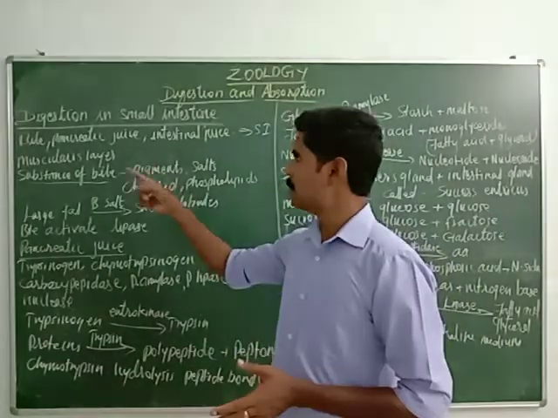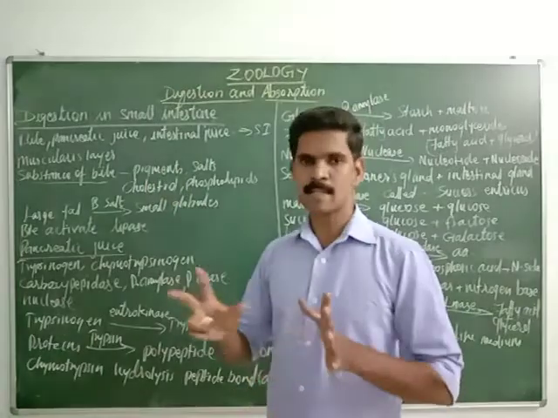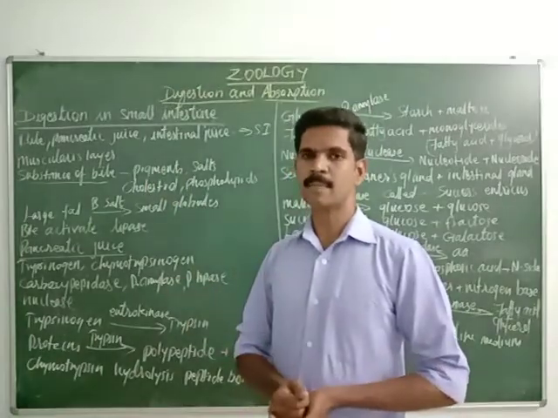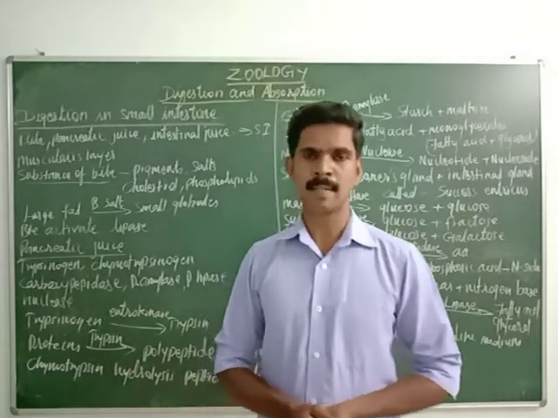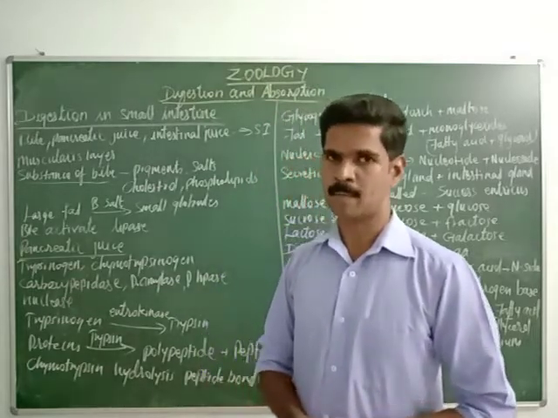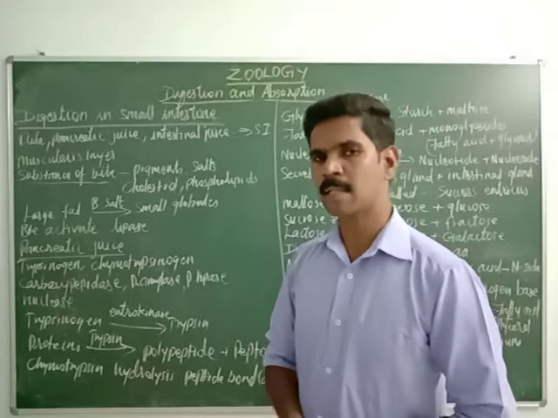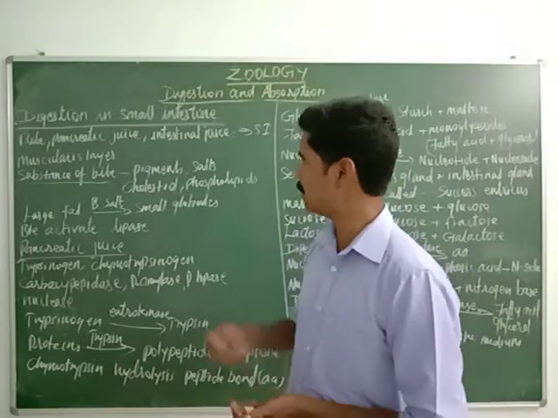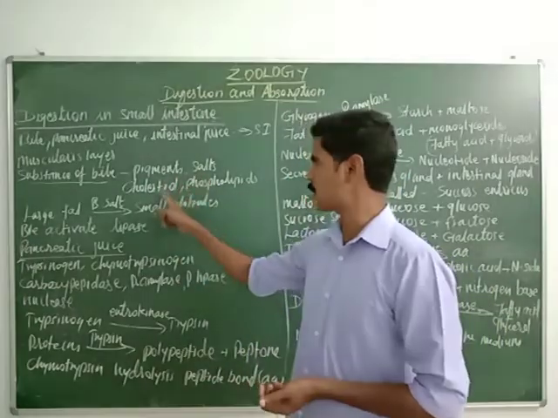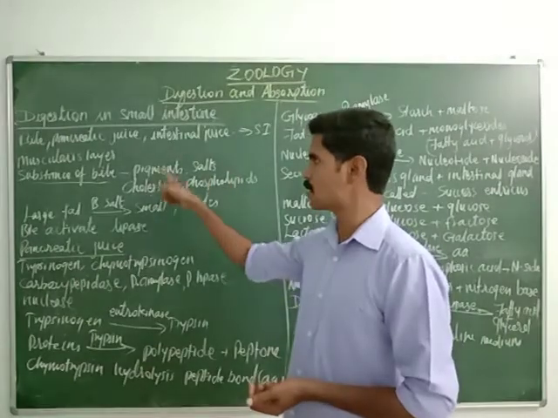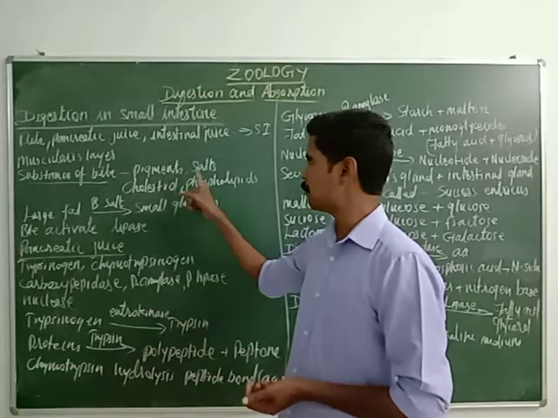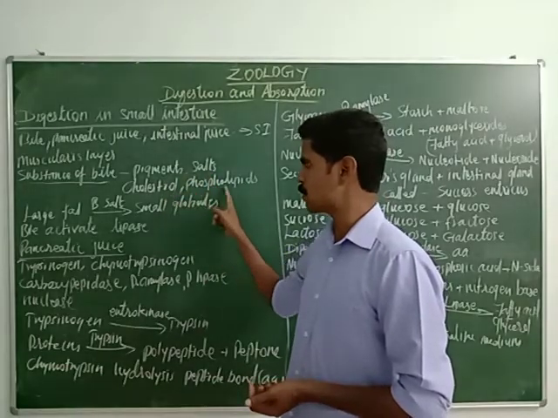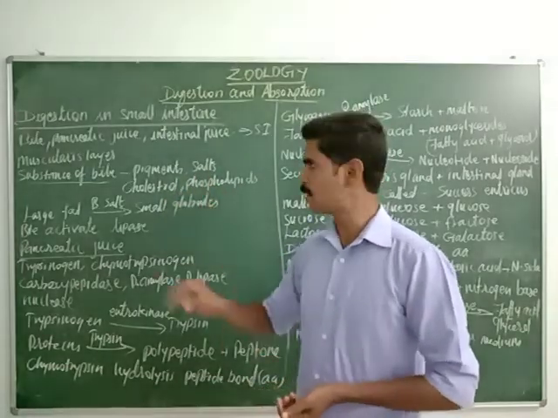The third point: already I told you the bile, pancreatic juice and intestinal juice are directly released inside the small intestine. Now we are going to study the components and the enzymes of the bile. The bile contains many components, for example bile pigments, bile salt, cholesterol, and phospholipids. These are the substances present in the bile.